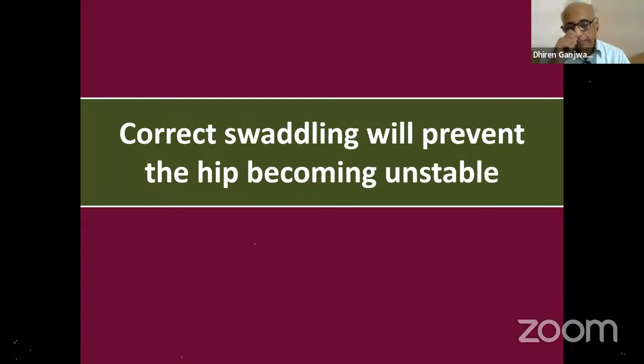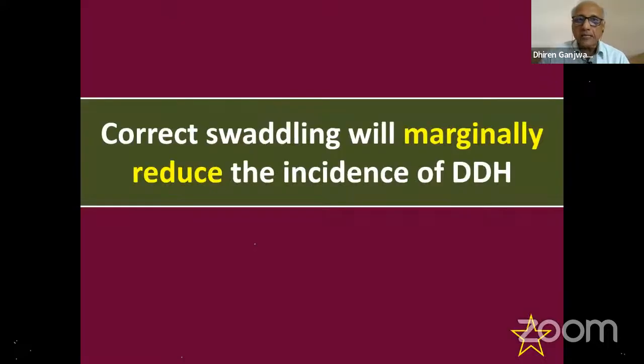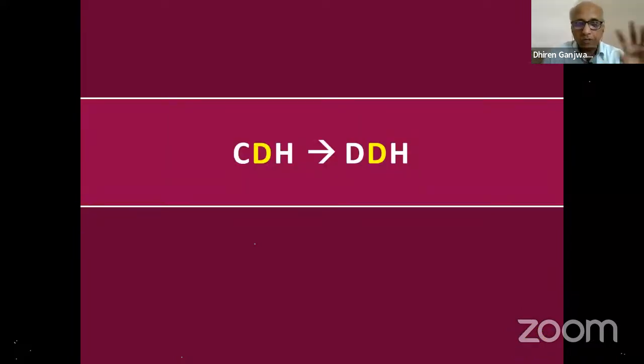Correct swaddling will prevent the hip from becoming unstable. Professor Benjamin Joseph said that yes, it may prevent the hip going into a dislocated position, but dysplasia will remain. So the question is, can this eliminate DDH completely? The answer is no. Correct swaddling will marginally reduce the incidence of DDH, but it cannot eliminate DDH completely.